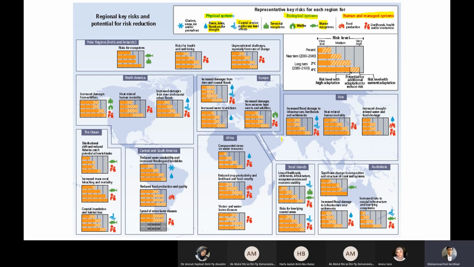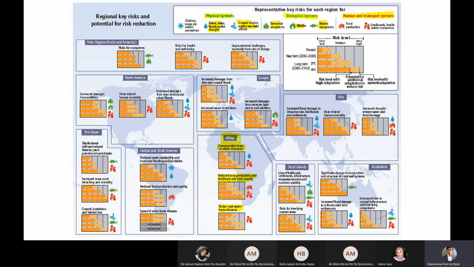Let's pick two different countries. For example, Africa, mostly less developed. They will suffer more from the compounded stress on water resources. Water resources will reduce crop production, livelihood, and food security, and cause waterborne disease. This is what will be felt mostly by the African nations.